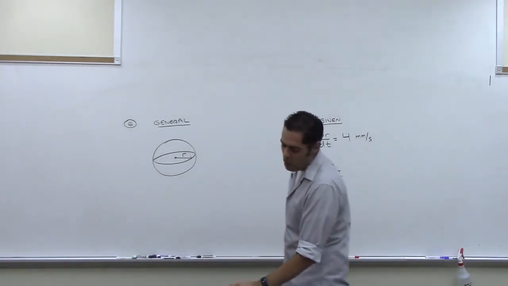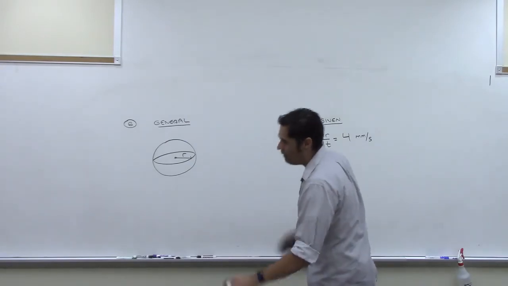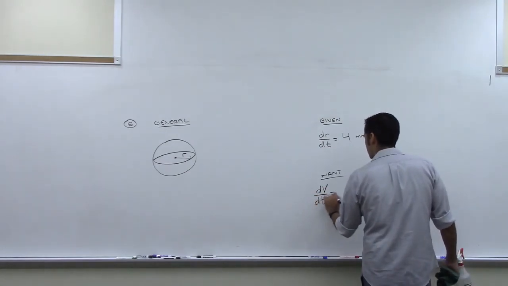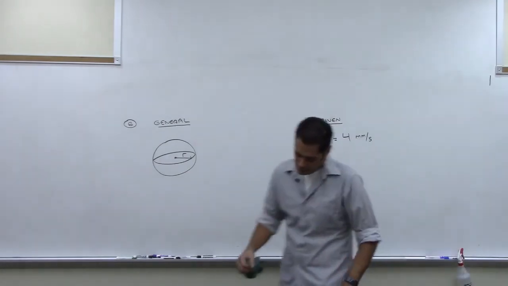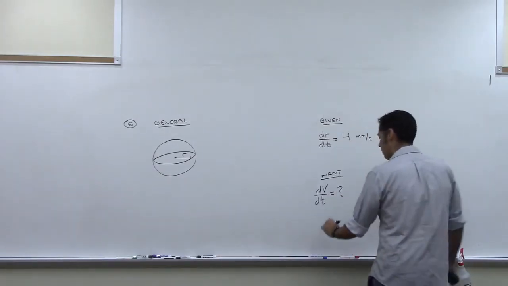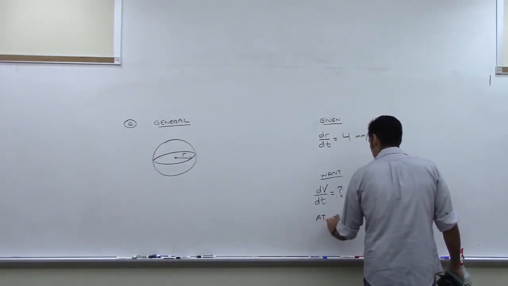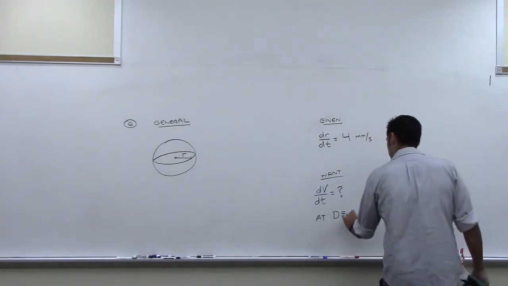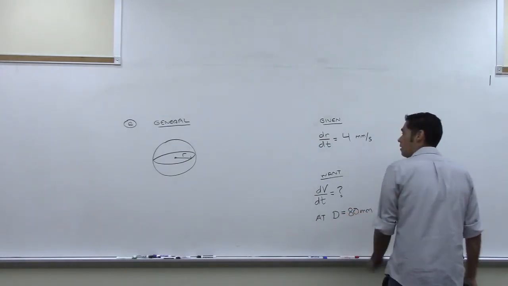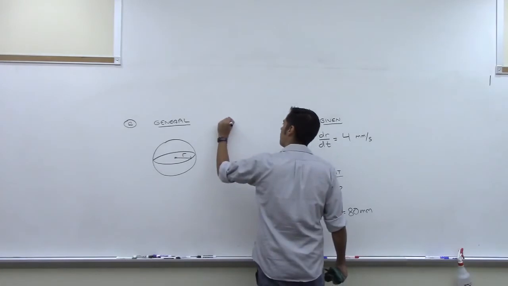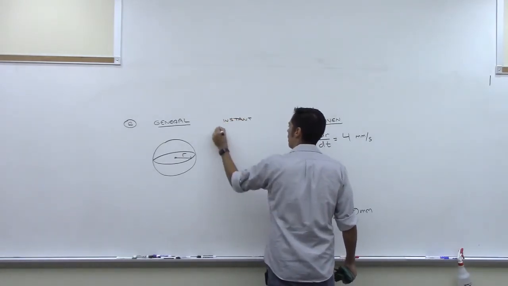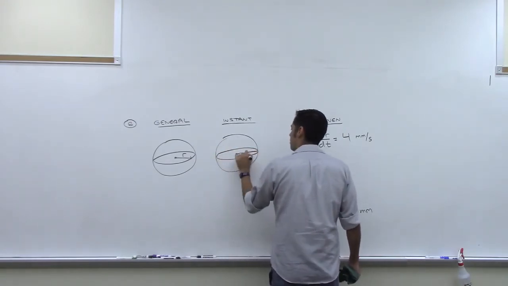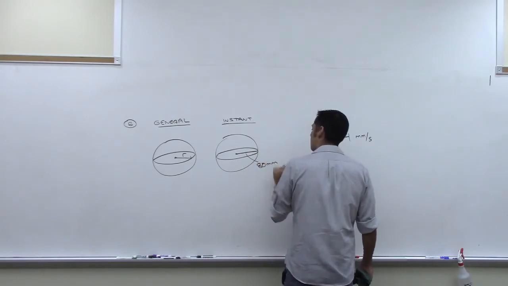How fast is the volume increasing? How fast is the rate? I want to know how fast the volume is increasing at exactly the moment that the diameter, I'll put capital D, equals 80 millimeters. So now that can help me draw my instant in time. At the instant in time I'm talking about, this sphere has a fixed radius of 80 millimeters.